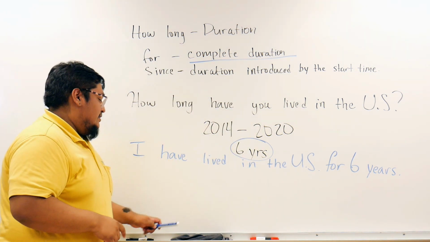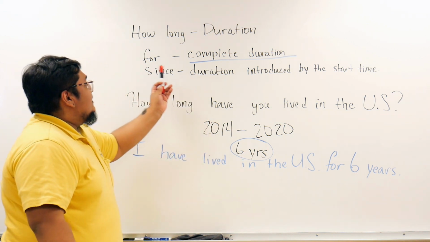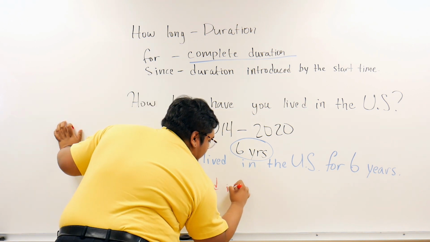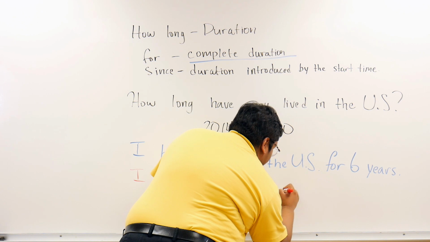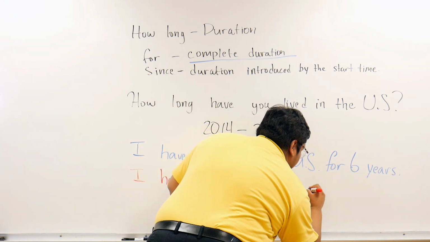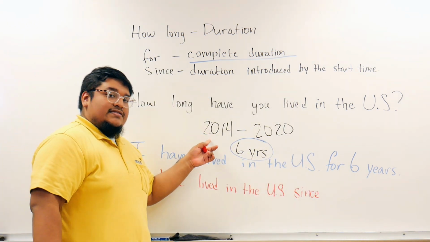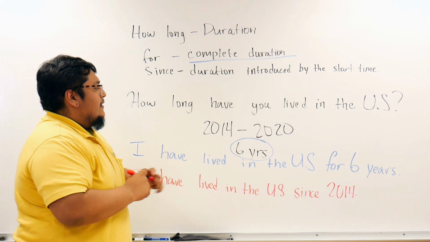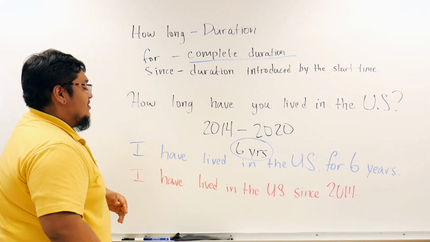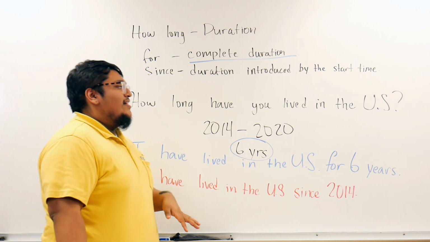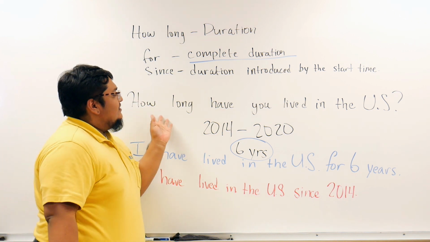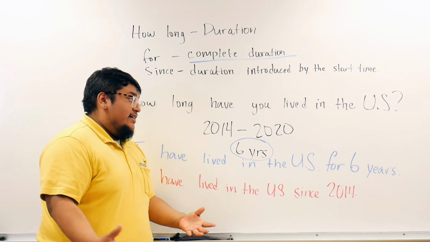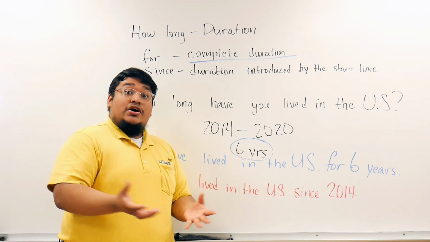So I have lived in the U.S. for 6 years. Or, if I want to, I can use the word since. I have lived in the U.S. since, and what was the beginning of the duration? Since 2014, because that introduces the beginning, or my start time of the duration of this. Okay, so if my question is, how long have you lived in the U.S.? Pretty simple. It's a question. It's asking for duration, right? And remember, I told you that I first came to the United States in 2014, and it's now the year 2020. So I've been here for 6 years in total, correct?